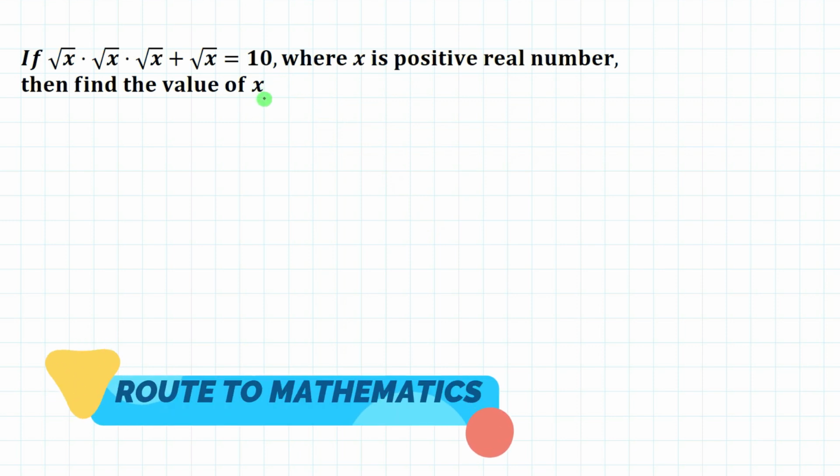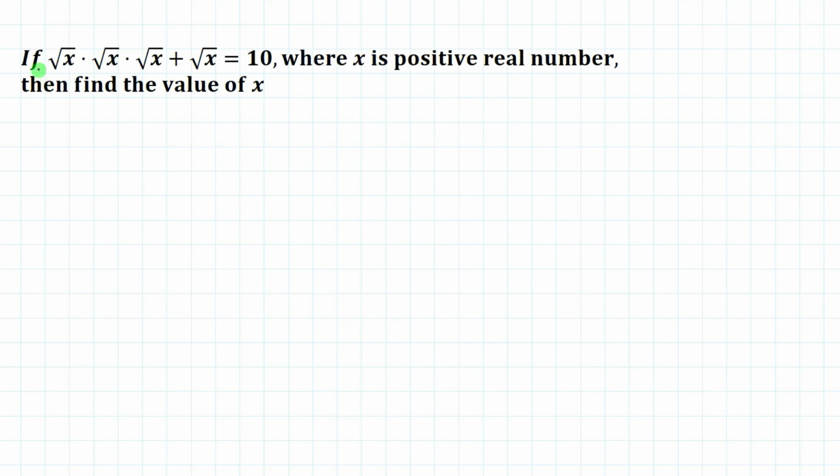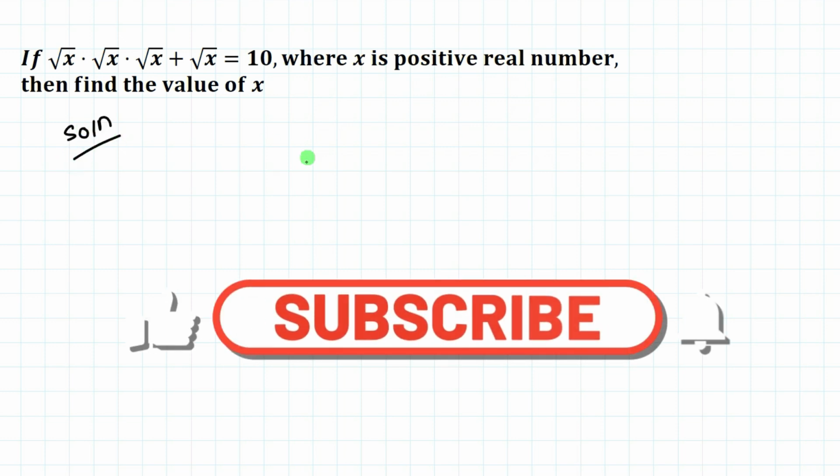So here I am going to solve this equation. We are given: root x multiplied with root x multiplied with root x, plus root x, equals 10, where x is a positive real number, meaning the x value is real as well as greater than 0. Then find the value of x. So here we need to find the value of this unknown variable. Without any delay, let's dive into the solution.